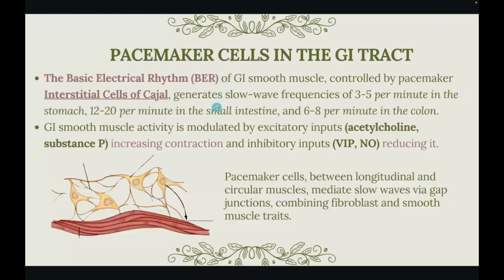Okay? The GI system, as you know, is divided into multiple parts. You have the stomach, you have the intestine, then you have the colon. So these pacemaker cells are going to be generating these slow waves, and the slow wave frequencies are going to differ from one region of the GI to the other. In the stomach, we're going to be producing these slow waves every 3 to 5 minutes. In the small intestine, they're going to be every 12 to 20 minutes. So this is way higher, I mean way longer. And then for the colon, it's going to be 6 to 8. So the shortest is in the stomach, the longest is in the intestine.